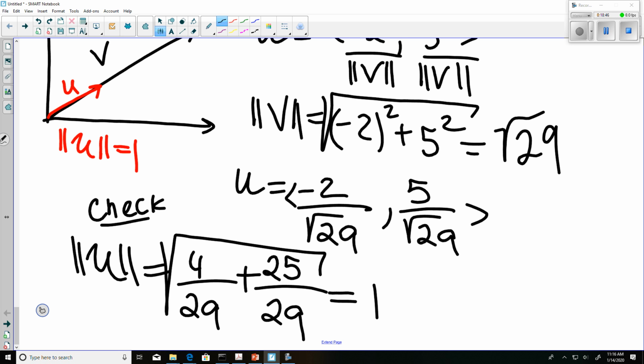Yes, sir? I mean, you can rationalize if you want to. But if the question is not explicitly stating rationalize, don't do it.